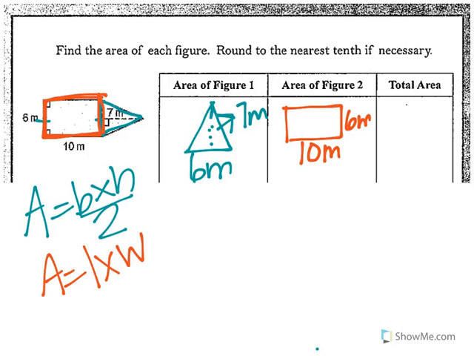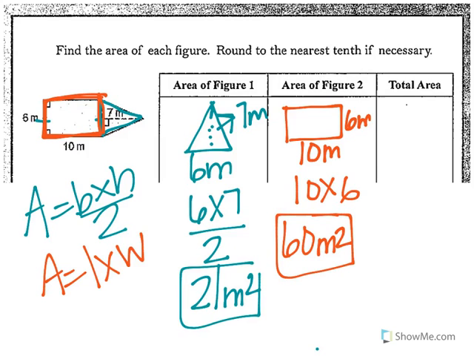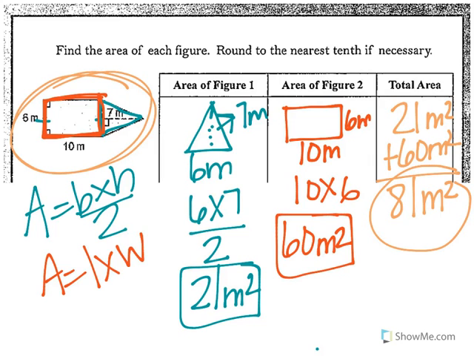Alright, so our triangle first. We have 6 times 7 divided by 2, which gives us 42 divided by 2, which is 21 meters squared. Then we have our rectangle, which is 10 times 6, which gives us 60 meters squared. And then we add up our parts. So we got 21 meters squared plus 60 meters squared, which gives us a total area of 81 meters squared. So the area of our composite shape is 81 meters squared.